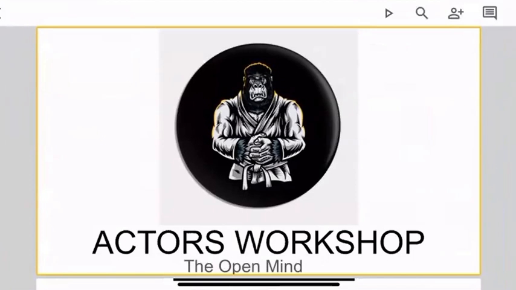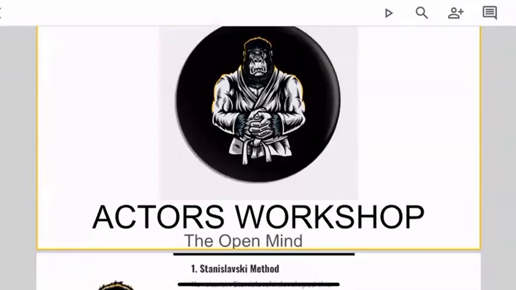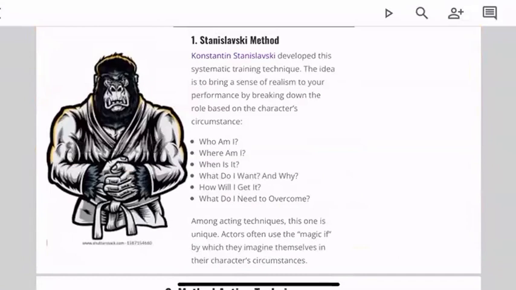Okay, the Actors Workshop. Where's the Actors Workshop at? It's in the mind, the open mind. That's where the Actors Workshop happens, right? Boom. So it's different methods or techniques that actors use when they're learning acting. So let's just go over this first method here.